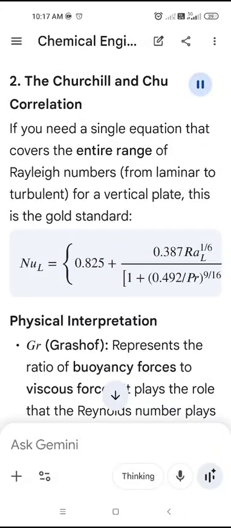2. The Churchill and Chu correlation. If you need a single equation that covers the entire range of Rayleigh numbers, from laminar to turbulent, for a vertical plate, this is the gold standard.